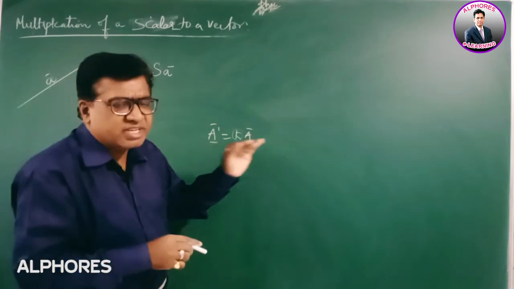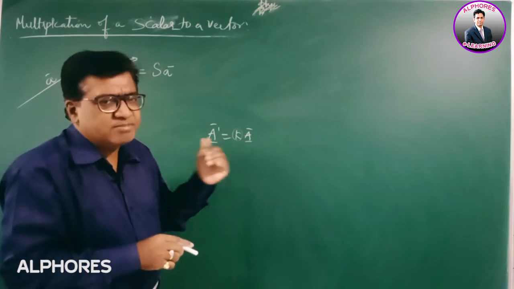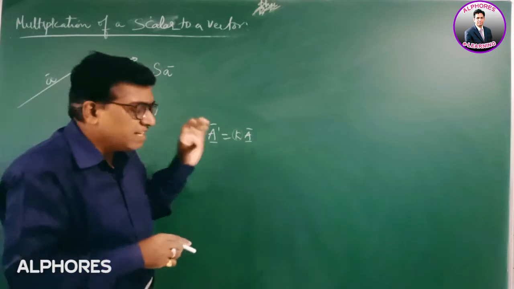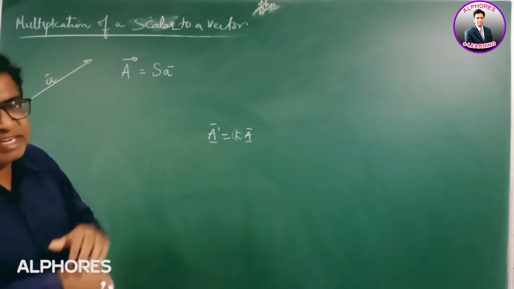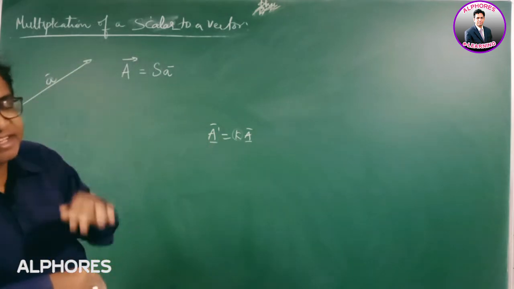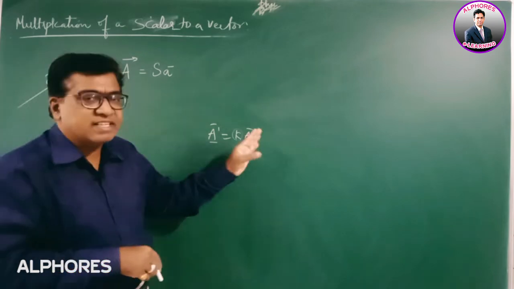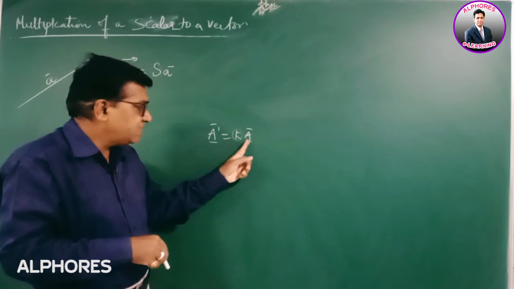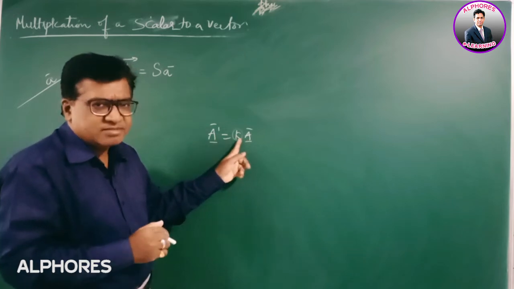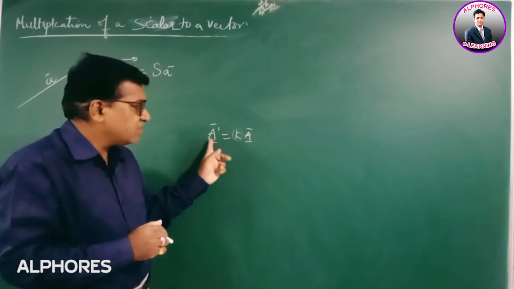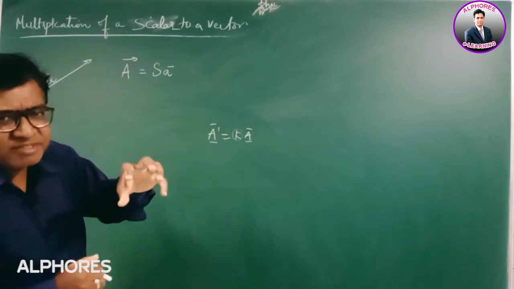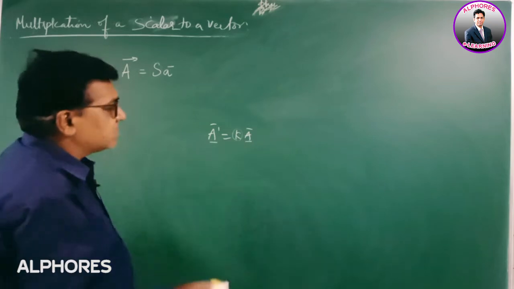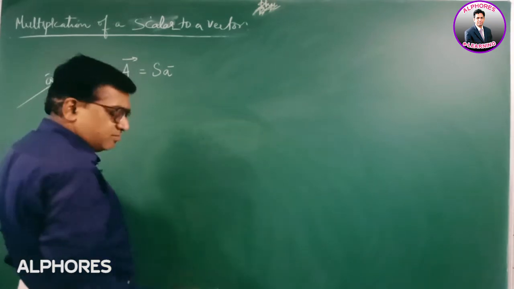Well, the magnitude changes k times. If it is negative, the direction is reversed. But the nature of the quantity does not change. When I multiply by a real number, the quantity remains as it is. Suppose this is force, it remains force. If it is F, this is 2F, k times. Or if this is acceleration, this is also acceleration. Then the nature of the physical quantity remains the same. Only the magnitude is changed. If k is negative, the direction is reversed.